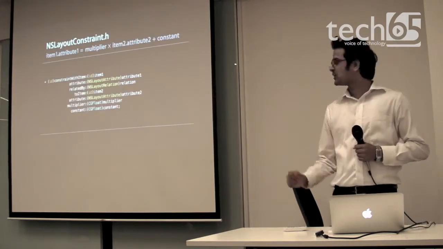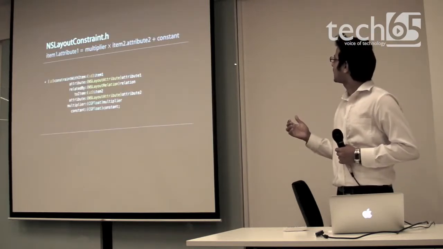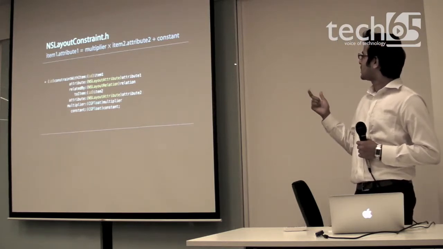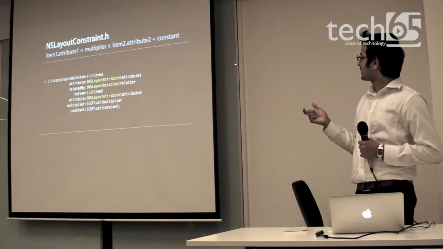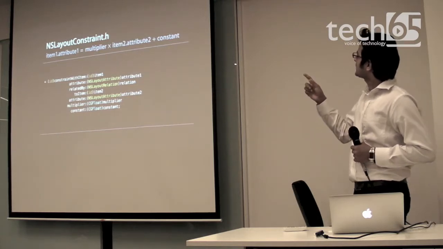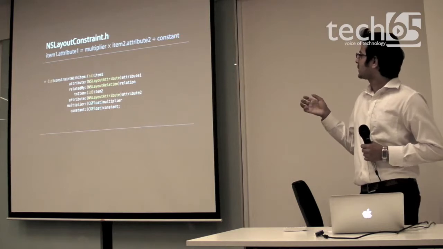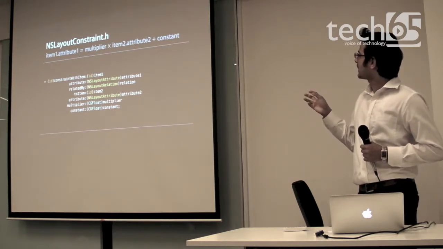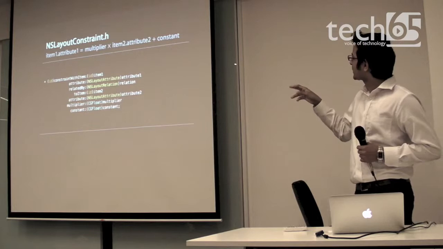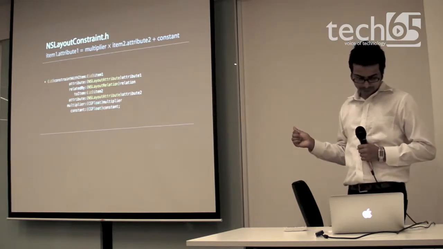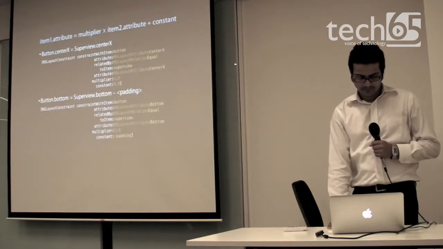For code, you need to use this API, which looks a bit longer, but if you follow these things, there is first item 1, then there is attribute, is related by. So if you see the equation on top, it's called item 1 dot attribute 1 equals some multiplier times item 2 dot attribute 2 plus constant. I'm going to explain this with the example that I've just created. Let's jump into the example.